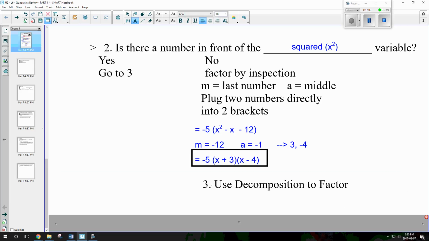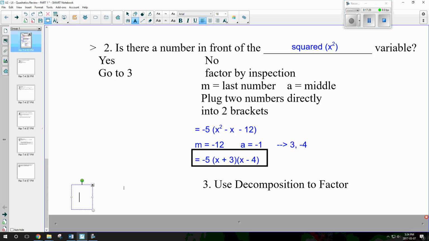Our last case is number 3, where we use decomposition to factor. This is where, in this step here, when we ask the question, is there a number in front of the squared term? If we answered yes, then we have to go to step number 3 and use decomposition. Remember, with decomposition, we have a couple different steps, but it starts the same as inspection, where we use our m and our a values.